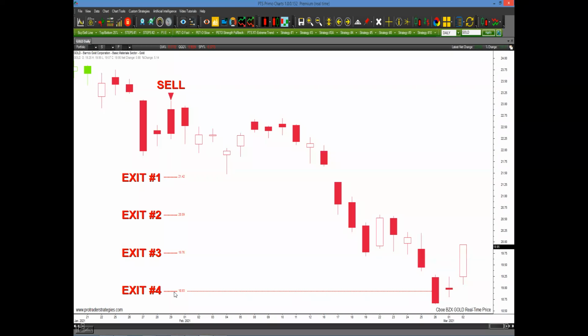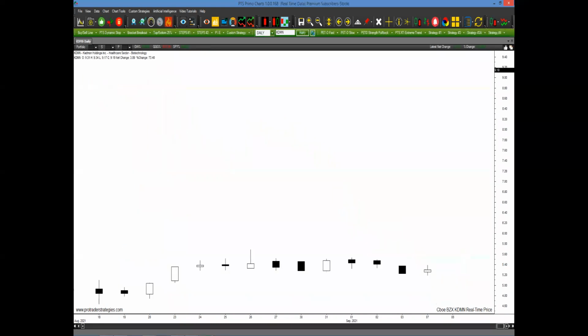Now, lastly, I want to share with you something that just happened today. As we look here at KDMN, we see here kind of a sideways market. Nothing was happening. But when we scanned throughout the end of August, we had a cluster of buy signals.